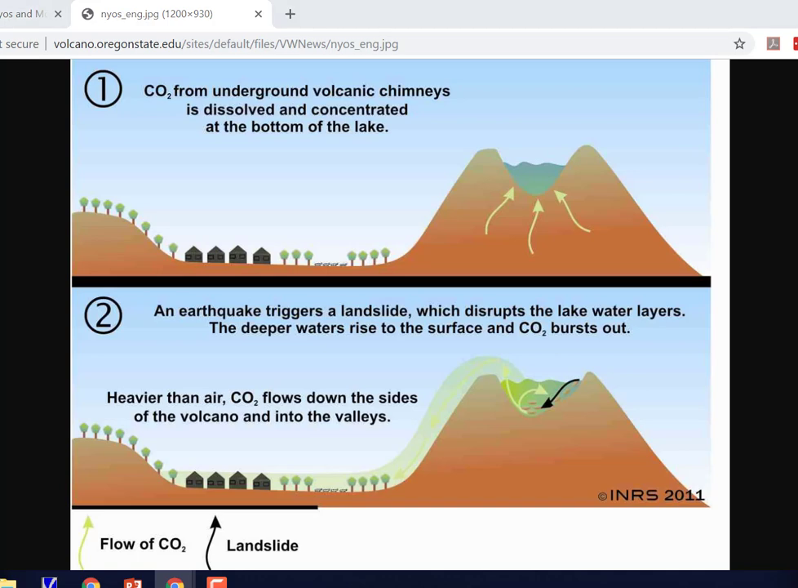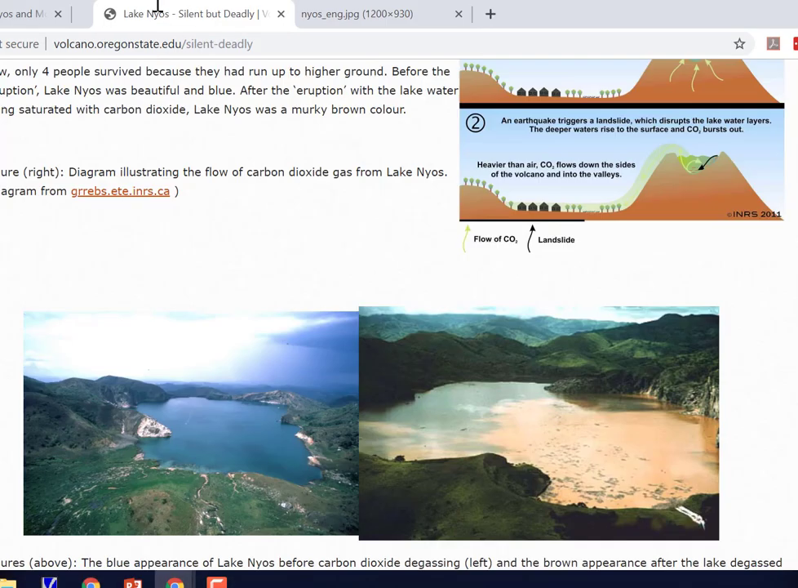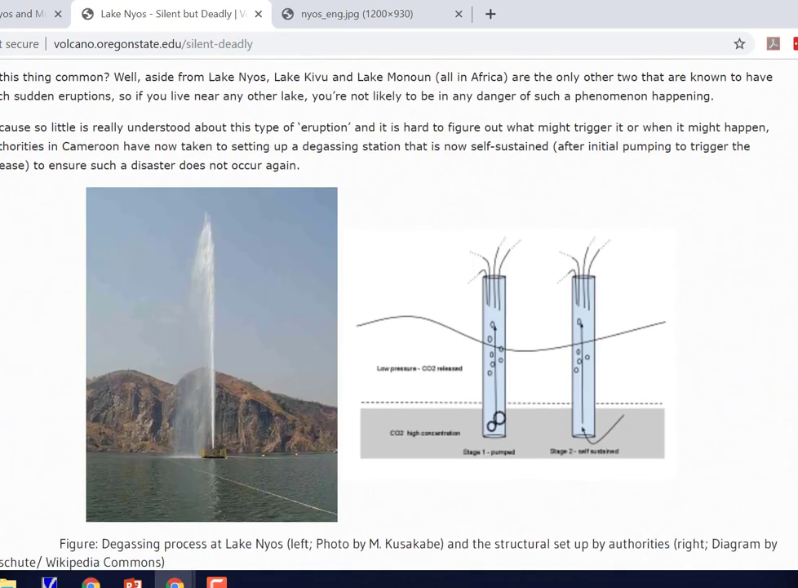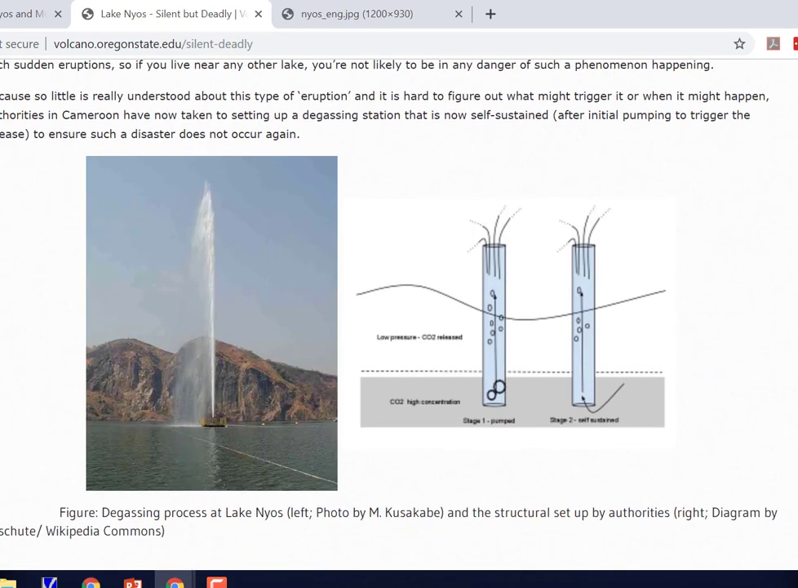Okay, so the clue was that the lake turned over. This was before. That was after. It brought all those dissolved gases up to the top, so it didn't happen again. People live in that village right now. Okay, to make it so it doesn't happen again, all they did was take pipes and put them down deep in the bottom of the lake.